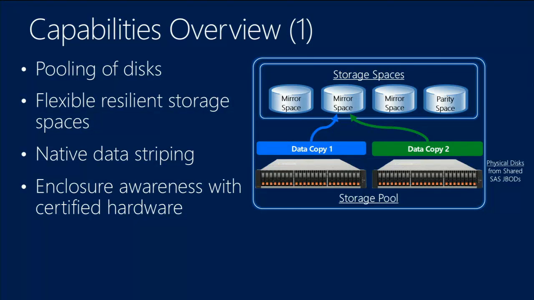And with Spaces certified hardware, we get the concept of what's called enclosure awareness. When I create a resilient virtual disk, Spaces will attempt to place separate data copies on separate JBODs. So I place data copy 1 on JBOD left, data copy 2 on JBOD right. If JBOD right goes down, I still have the data copy on JBOD left. This is with Spaces certified hardware to identify which physical disks are in which JBODs such that it can put multiple data copies on separate JBODs.